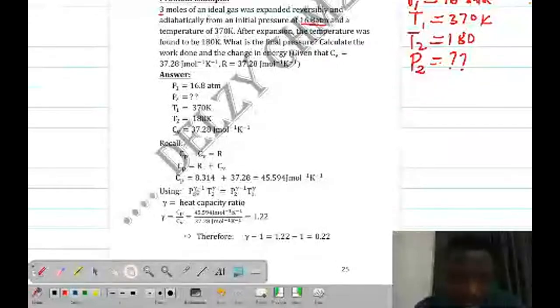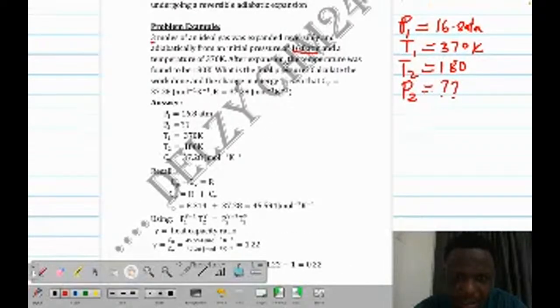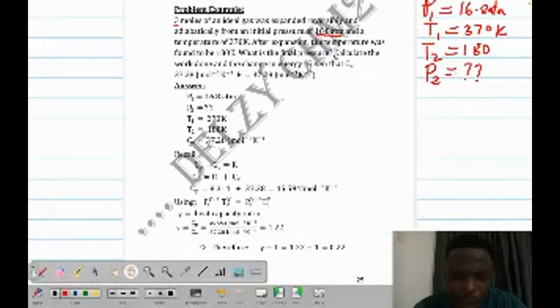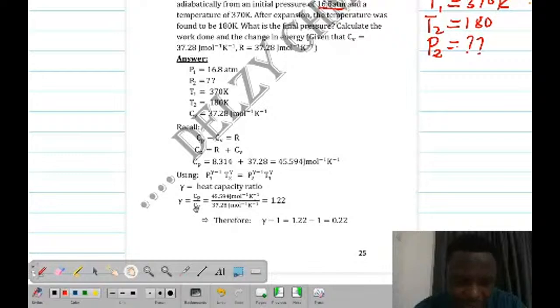I need to solve for my gamma. What is gamma? Gamma is what we call heat capacity ratio. The question here, they did not give us gamma. But if you look at this formula, there is gamma here. You must use gamma. And what is gamma? Gamma is what we call specific heat capacity ratio, right? It is gotten by saying Cp, heat capacity at constant pressure, by Cv, heat capacity at constant volume, right?